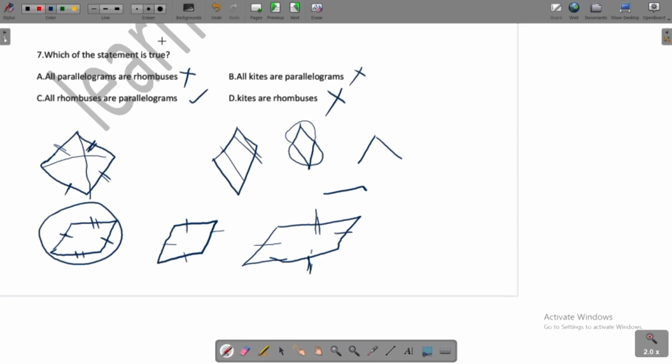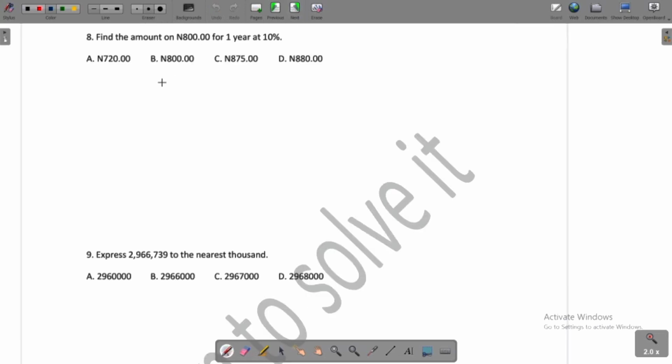So the next question says: find the amount on 800 naira for 1 year at 10%. This is actually talking about simple interest. So just go straight to the formula, and you should understand how the formula is being used. So you have PRT over 100. The P is the principal, that is the initial amount you are starting with, or the initial amount someone would lend to you.